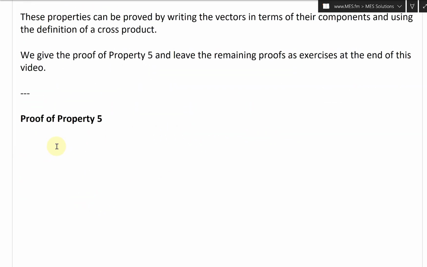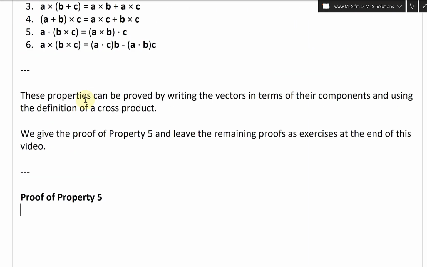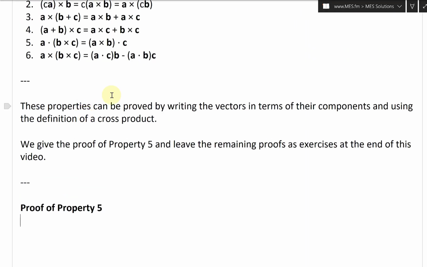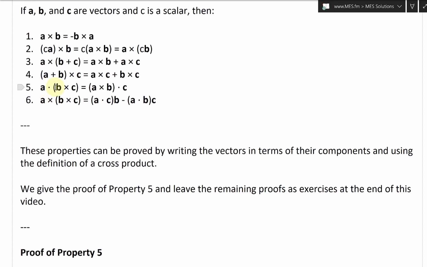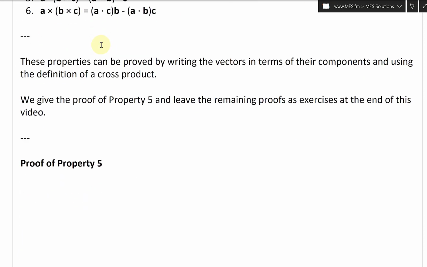So yeah, Calculus book didn't prove those. I had to go do them on my own. Also because the solution manual wasn't giving me the answer. All right. So let's take a look at proof of property 5. And property 5 is right here. A dot B cross C equals A cross B dot C.